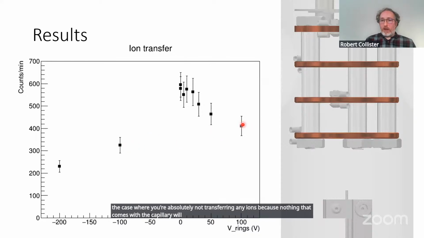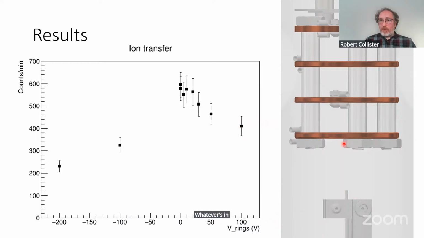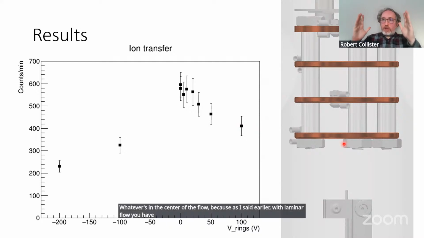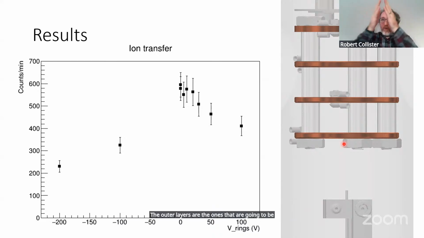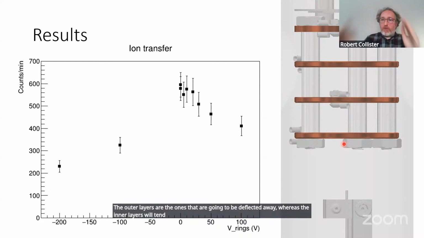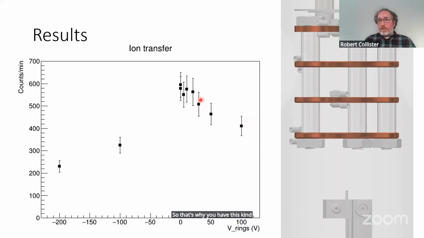So this would be the case where you're absolutely not transferring any ions because nothing that comes with the capillary will make it there. Whereas up here, even with a fairly strong deflection field, whatever's in the center of the flow, because as I said earlier, with laminar flow, you have slower flow towards the walls, but in the center you have much larger flow. As you turn up your deflection field, the outer layers are the ones that are going to be deflected away, whereas the inner layers will tend to still make it through there, push into the field region where the field is then pointing in the right direction again, and those ones will still make it to the pips. So that's why you have this gradual step down of kind of turning off the ion flow.